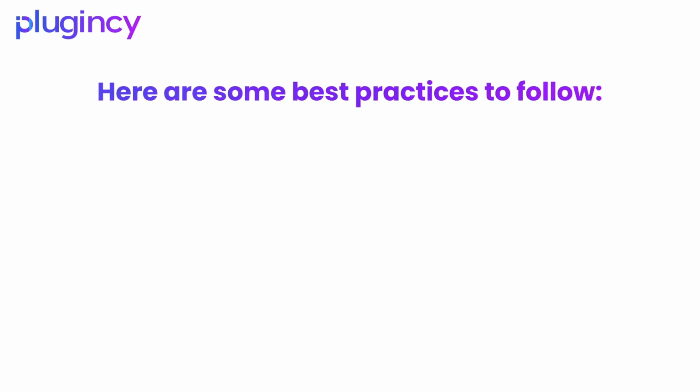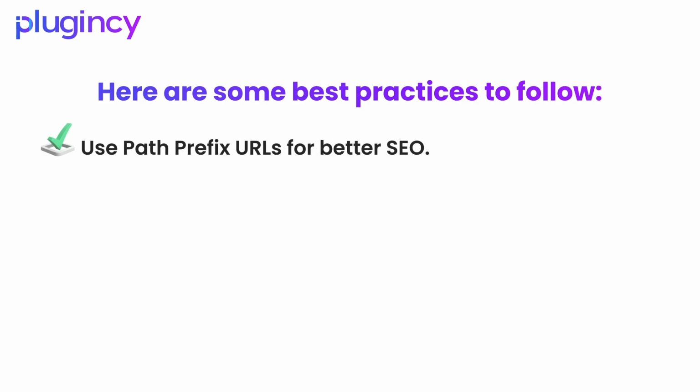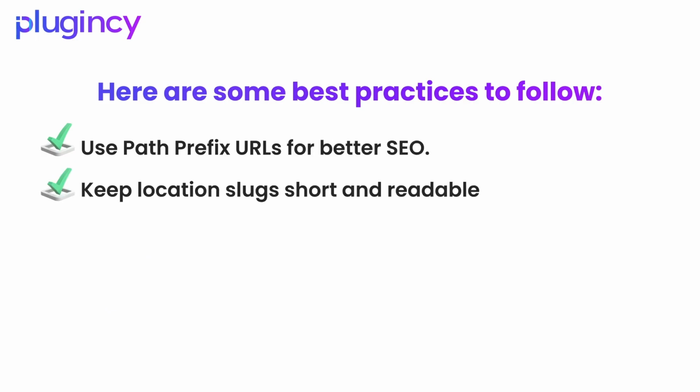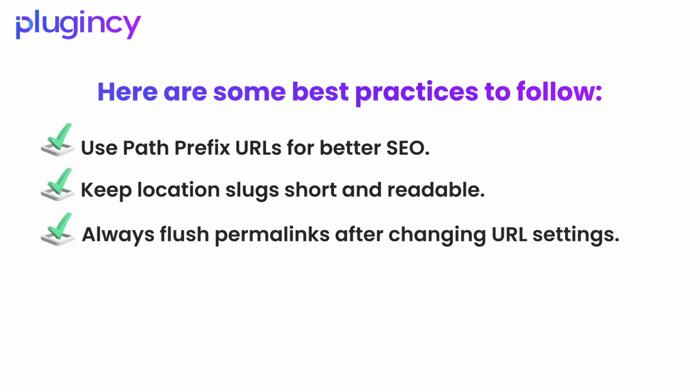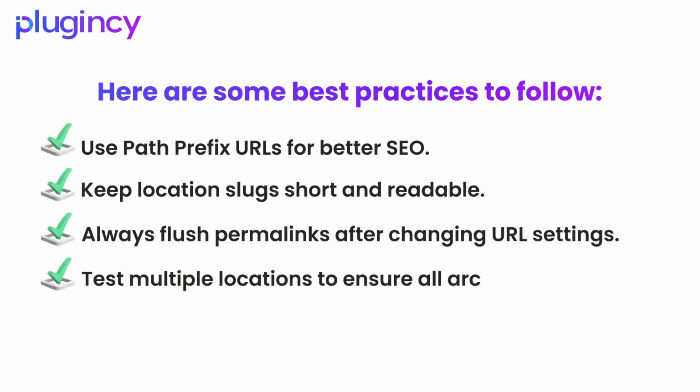Here are some best practices to follow. Use path prefix URLs for better SEO. Keep location slugs short and readable. Always flush permalinks after changing URL settings. Test multiple locations to ensure all archive pages load correctly.